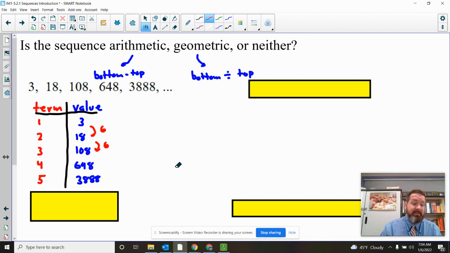So now take 648 divided by 108. That also gives me a multiplier of 6. And then lastly, 3,888 divided by 648. Again, it's a multiplier of 6. If all of these numbers are the same, if you've multiplied by the 6 each time, then you have a geometric sequence.